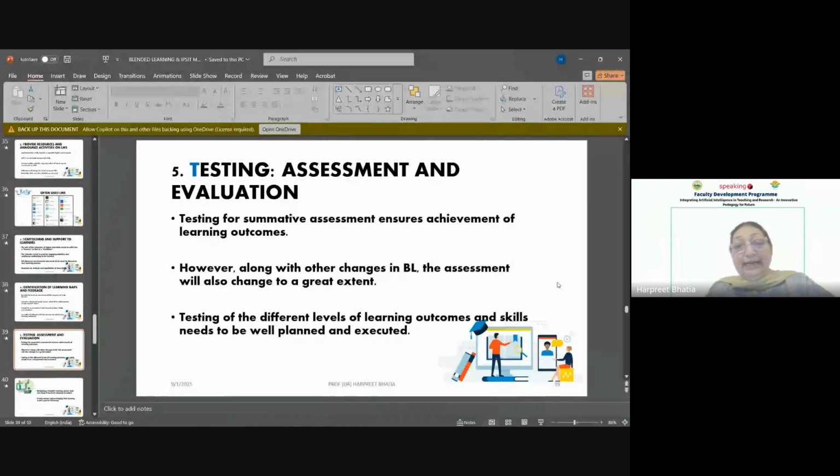Testing is an absolute essential, because without it we cannot know whether what we are doing is effective or not, whether the students are able to assimilate all that information that we have given to them. Whatever sources of information they have taken, whether they have been helpful or not. So testing is required, but of course the testing again will need to change because our mode of disseminating the information has changed.